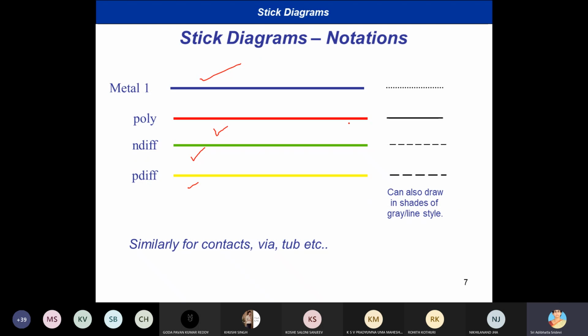Sometimes if you do not have the color diagrams, we can have monochrome, black and white, with different hatchings. Say polysilicon is a continuous line, then P diffusion, N diffusion and metal can have different black and white hatchings, like dashed lines with different topography. I request all of you, please concentrate. This is very, very important. You have more marks weightage for developing stick diagrams and layout diagrams.